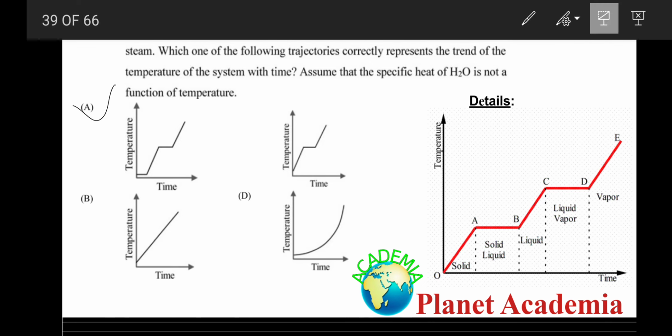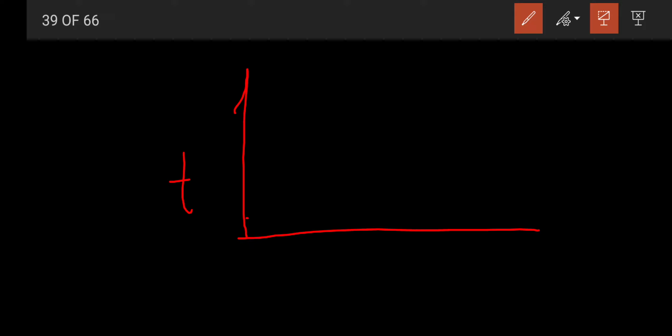So see, suppose here is the temperature. Here is the state of matter.